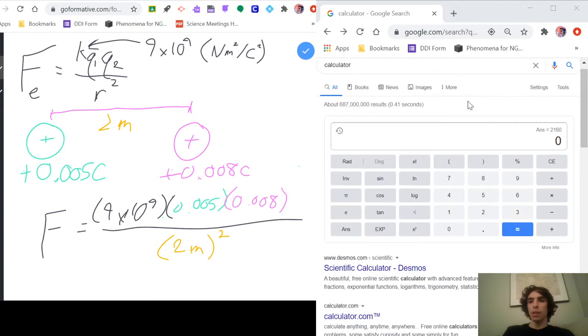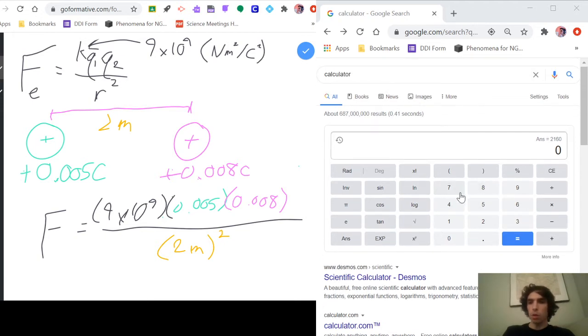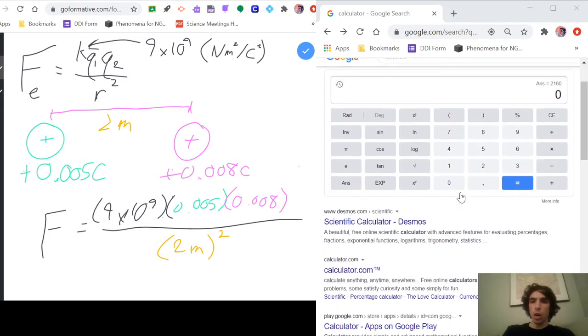This is just a calculator. If you Google calculator, it'll come up with this. So I wanted to show you how you could plug these numbers in on a calculator that at least I know hopefully everyone can get to.